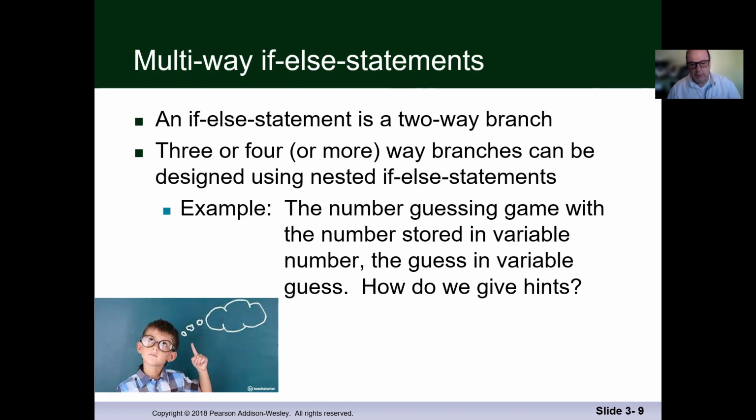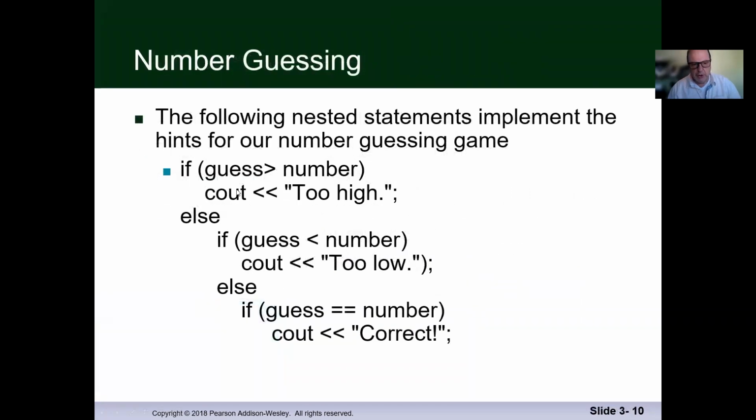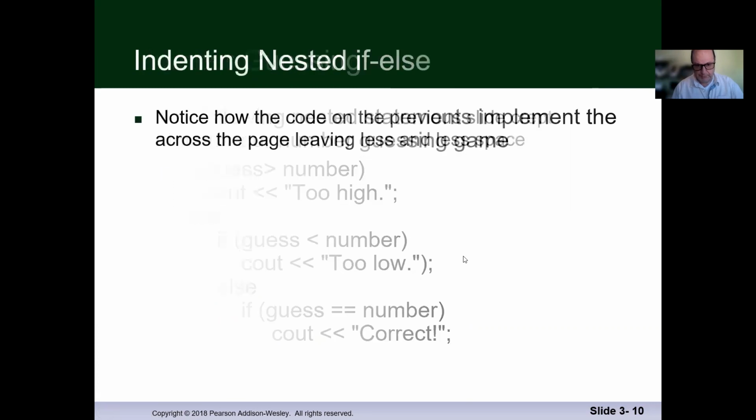So one way of doing that is we're going to check the guess. If the guess is higher than the number, we're going to say it's too high. Else, if the guess is lower than the number, we're going to say it's too low. And if the guess is equal to the number, we're going to say that's correct.